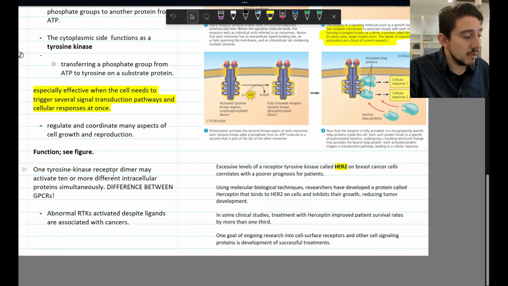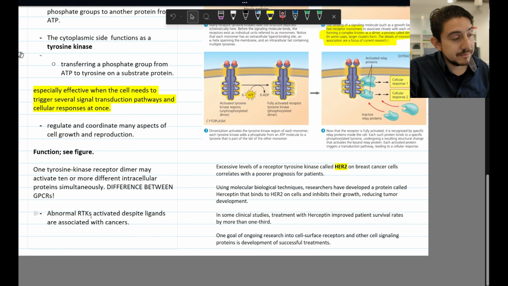Okay, and so one tyrosine kinase receptor dimer may activate 10 or more different intracellular proteins simultaneously, and we're going to take a look at that. Okay, so that's one big difference between the G protein coupled receptors. Okay, and we're going to see what that visually looks like.